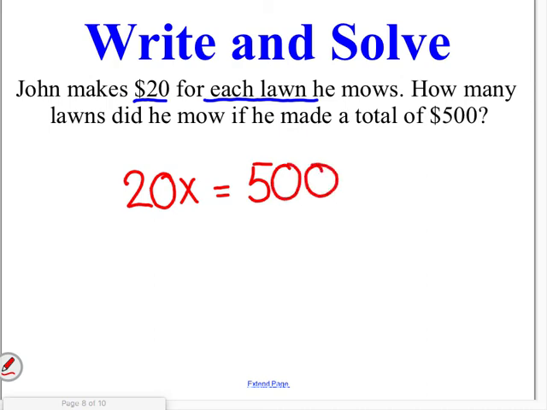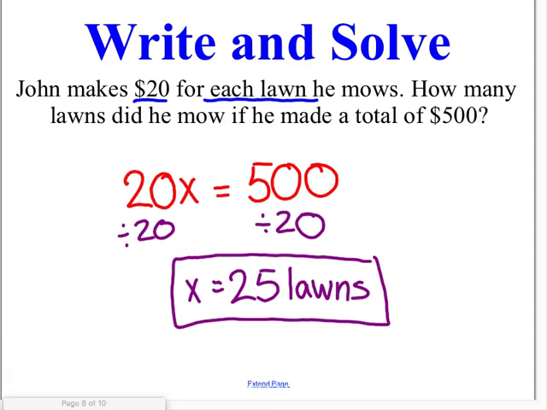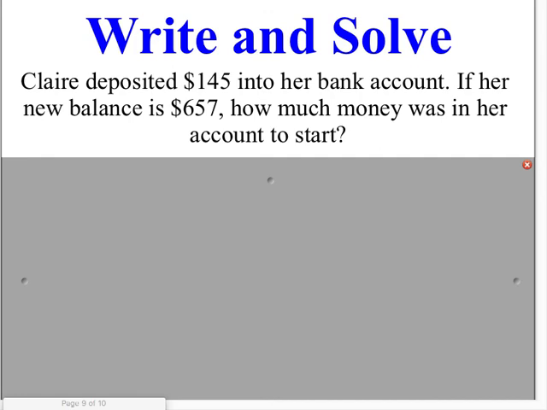$500. In order to solve this, we need to figure out how much something times 20 is going to give us 500. We can figure that out by dividing each of those by 20, and I end up with 25 lawns. Again, remember, since it is a word problem, you need to have a label on your answer. Go ahead and try this one on your own.